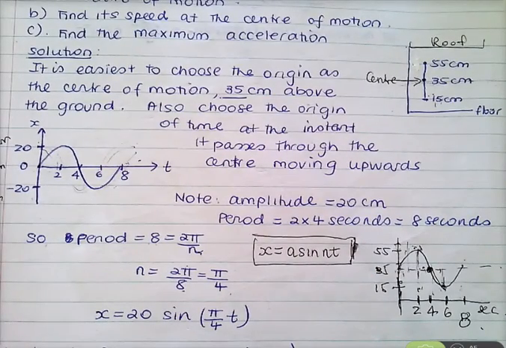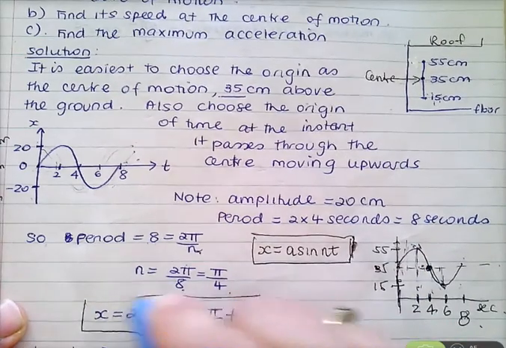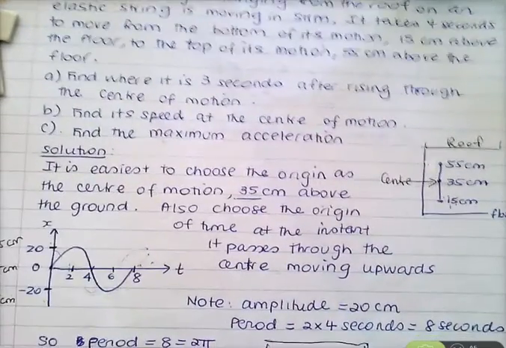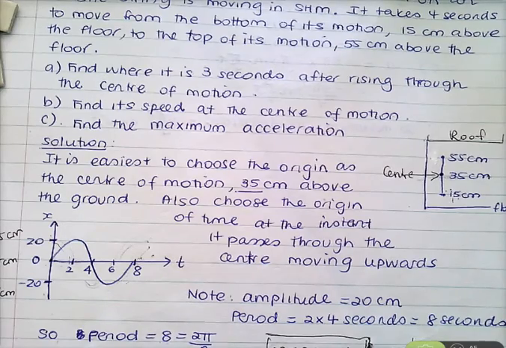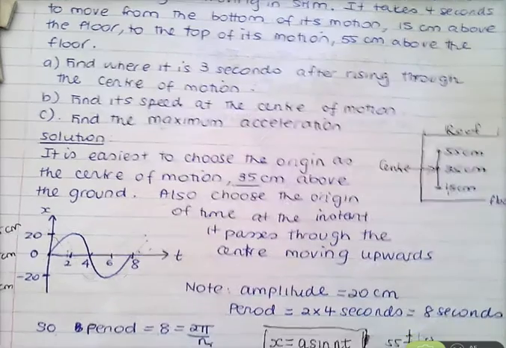All right, so that's our equation. That's really important to be able to get your equation. Now, the first part of the question is, find where the particle is 3 seconds after rising through the centre of motion.